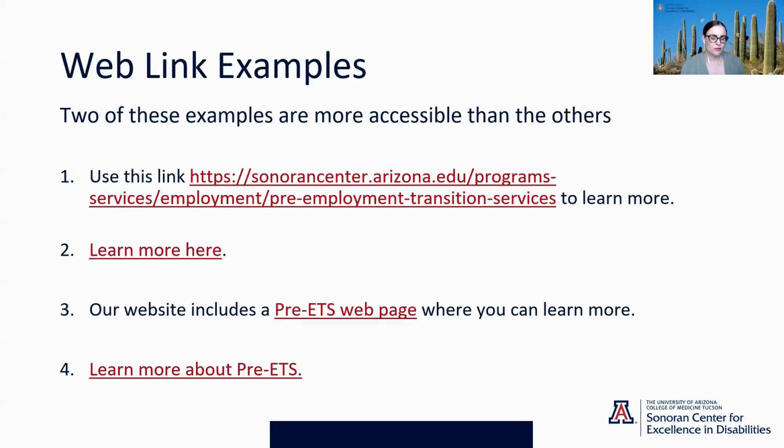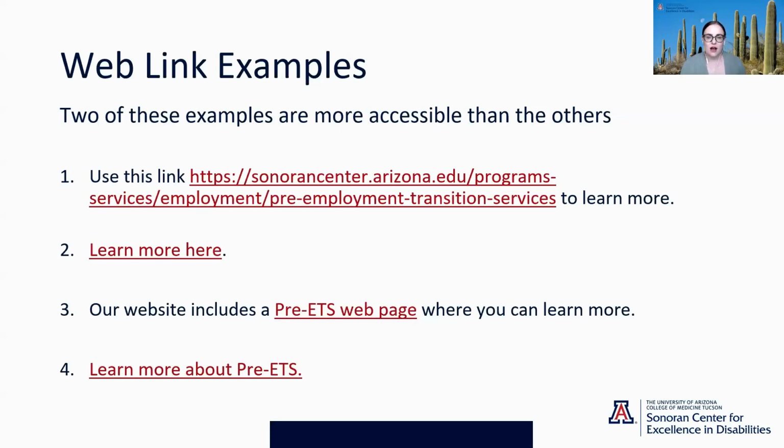So example 1, use this link, https://sonorancenter.arizona.edu/programs-services, yada, yada, yada, yada, to learn more. Now, long hyperlinks may be read aloud, right? So that's probably not going to be best. Number 2, learn more here. Okay, that's shorter, but hyperlinks without context might be confusing. What are we going to learn more about if we click that link?